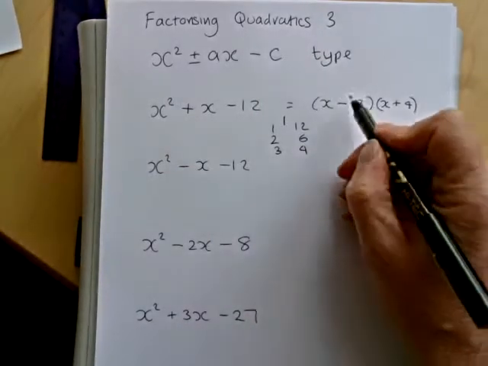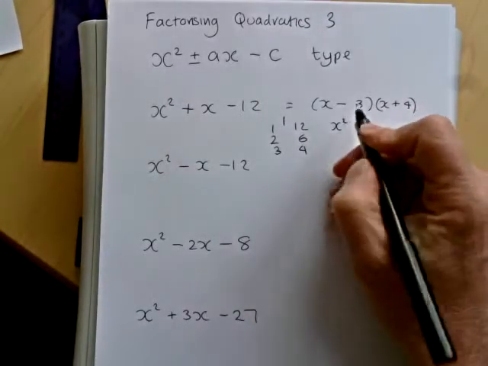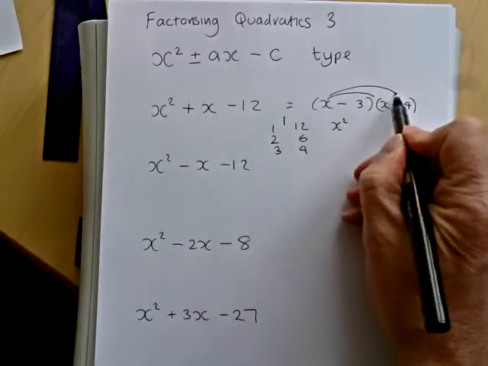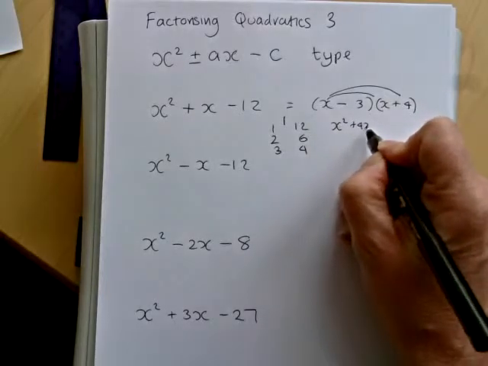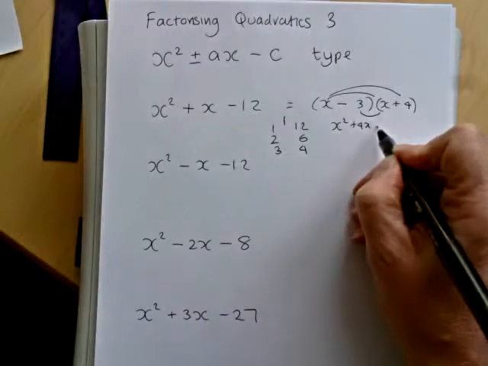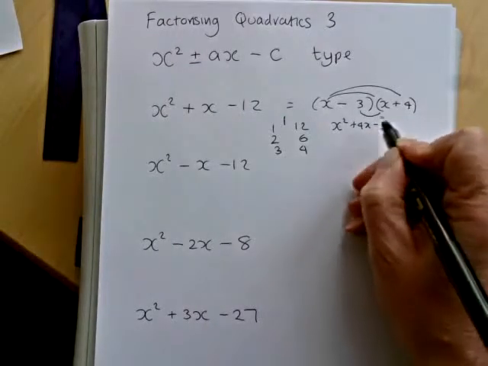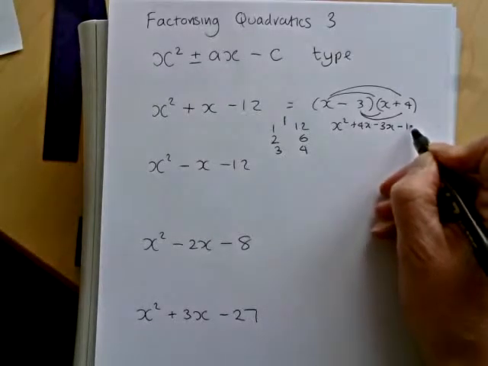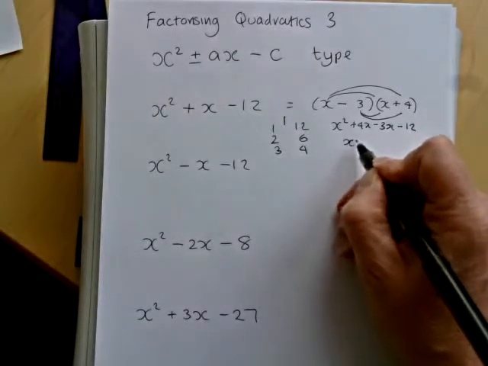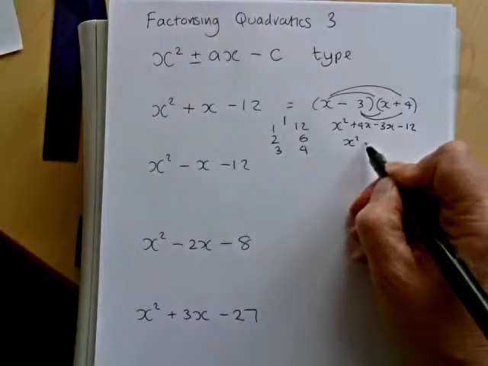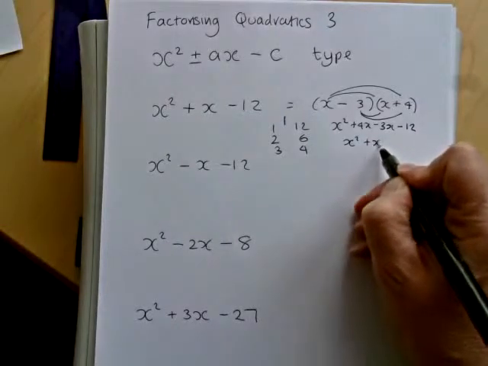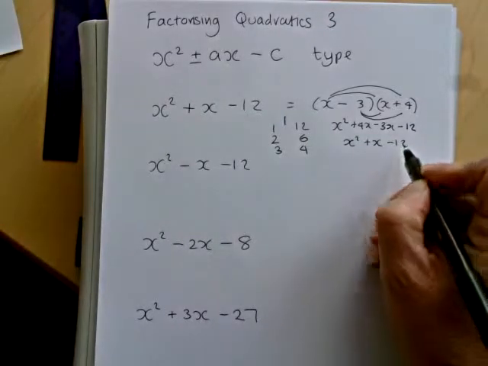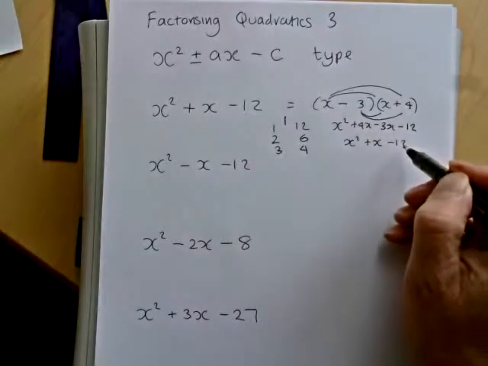So if we expand, we'll get x times x is x squared, x times 4 is 4x, minus 3 times x is minus 3x, and minus 3 times 4 is minus 12. So your x squared stays as it is, 4x take 3x is plus x, and then you've got minus 12. So you expand it and you see you've got the right answer.